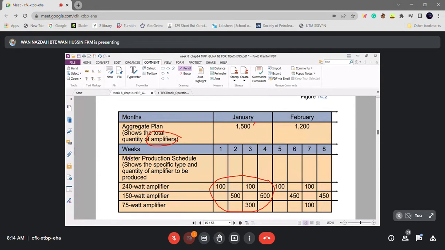Whereas for the production schedule, it is broken down by week and by model type. Alright, so that's the difference between the aggregate plan and the master production schedule.